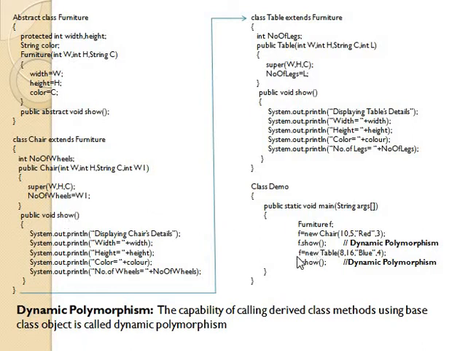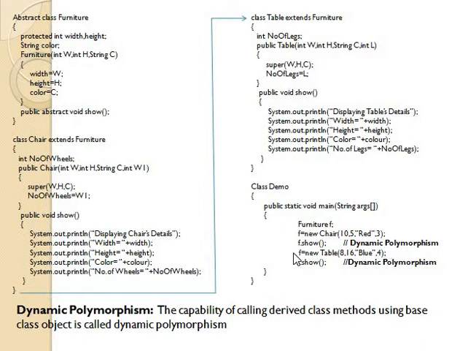That is the derived class method show of the derived class chair, because it has been instantiated with the derived class chair with the values 10, 5, red and 3. And hence the base class object f, when it gets instantiated with the derived class chair with the values 10, 5, red and 3, calls the derived class method, and this process is known as dynamic polymorphism.